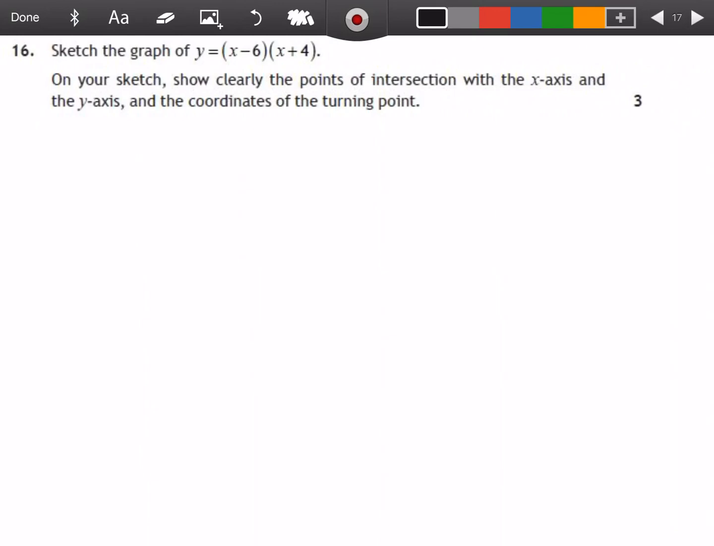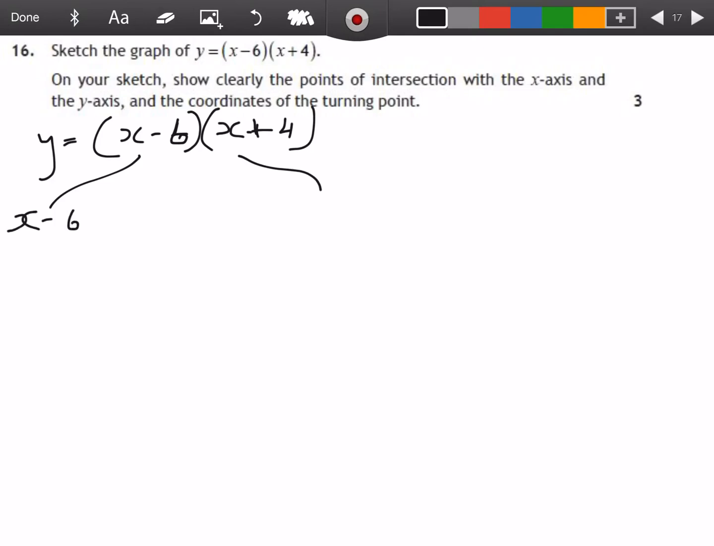Sketch the graph. On your graph, show the point of intersection with the x-axis and the y-axis and the turning point. Right, okay. This is quite a big question. First of all, I am going to show you how we find the roots of this. Find the roots, find the solutions. We can find the roots or the solutions by setting both factors equal to 0.